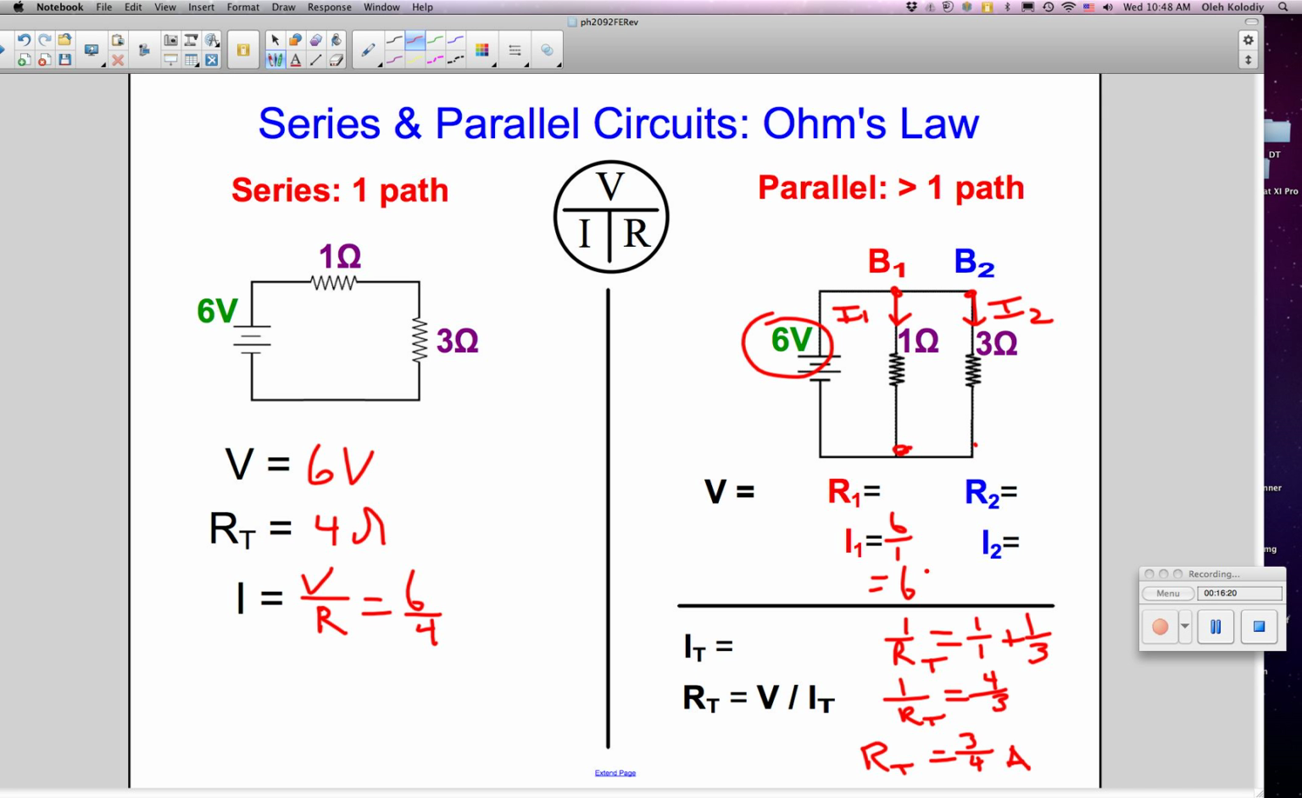So what happens, the total current flowing in here splits up into 2. Part of it goes this way, I1, part of it goes that way. Total current should turn out to be 8 amps. Let's see if it is. The total current should equal the total voltage divided by the total resistance, which we calculated over here to be 3/4 of an ohm. So 6 divided by 3/4 is in fact 8 amps, as it should be.